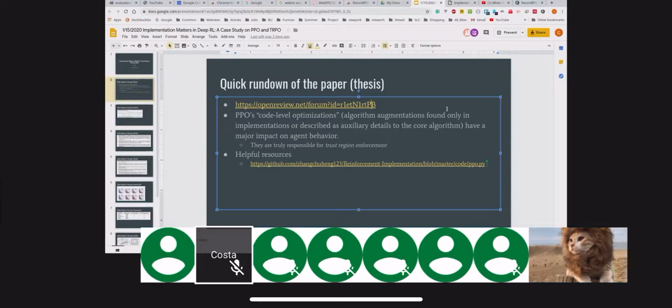The core idea of this paper is that PPO's code-level optimizations, which are algorithm augmentations found only in implementations or described as auxiliary details to the core algorithm, have a major impact on the agent's behavior. So the authors further conclude that they are truly responsible for the trust region enforcement, which is the core idea of both the PPO and TRPO algorithms.